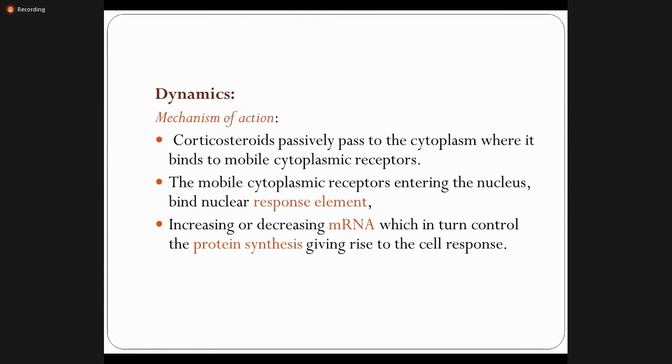Dynamics, pharmacodynamics, in which we have two subheadings: mechanism of action and pharmacological effects. This mechanism of action is important from the exam point of view because this is one of the points that is asked in the exam: through which mechanism of action glucocorticoids are going to produce their activity.